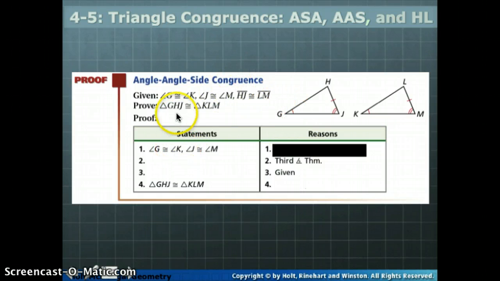So if we say that G is congruent to K and J is congruent to M, the reason we knew that is because it's listed up here with the word given. Remember, our prove is not part of the given, but for everything up here, I can write the reason is given.